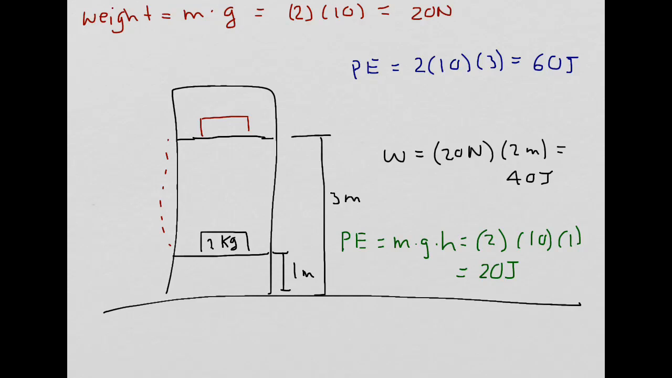So we see an important relationship here. The work that I had to do to lift the book from here to here is equal to 40 joules. That is also equal to the change in potential energy. So the final potential energy minus the initial potential energy, 60 minus 20, which is 40, gives me the work that I did to lift the book. So I'm going to put it on the next slide. Net work, 2 words, net work, is equal to change in potential energy. So that's really just equal to final potential energy minus initial potential energy.